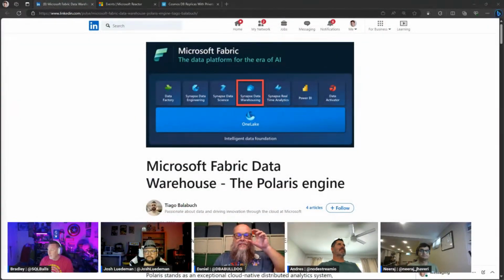Speaking of something I'm super excited about, I also looked at this next one, and this is a topic I've presented on a bunch of times. I know this process very intimately, and I loved it when I saw it. Mr. Dan Taylor, take it away and tell us about Fabric Data Warehouse, the Polaris engine.